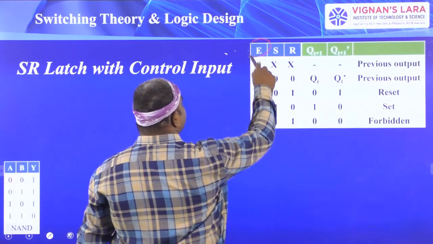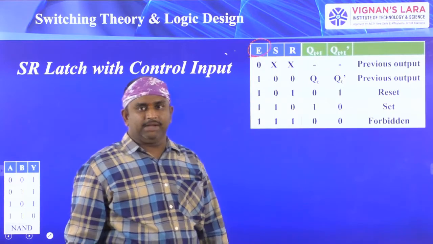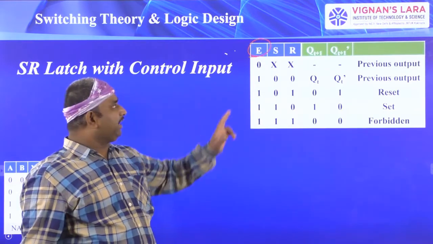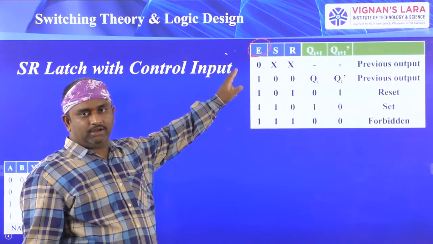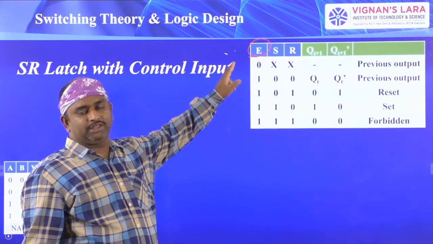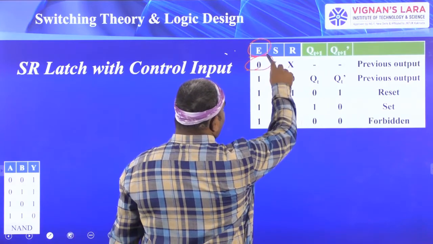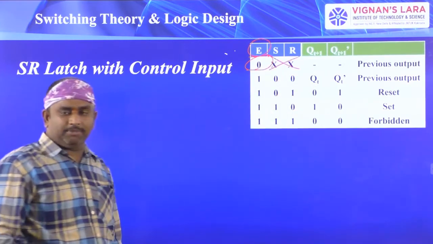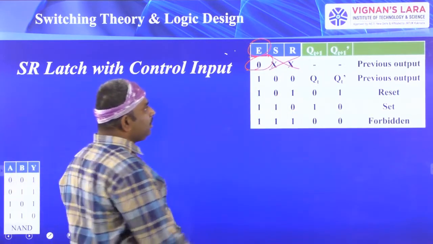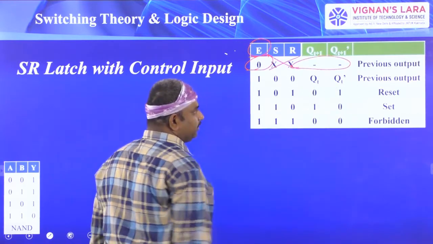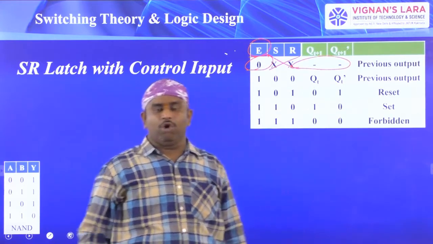Enable is nothing but as a faculty. If the faculty is not there, the students are not opening their inputs, that is textbooks. So here when it is 0, I am not taking the input combinations, I am not taking S value or R value, then there is no output at that time.